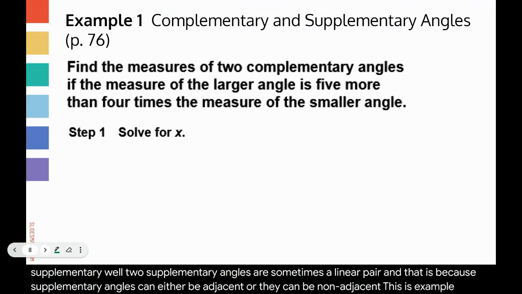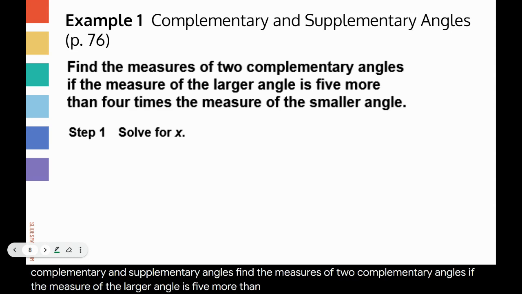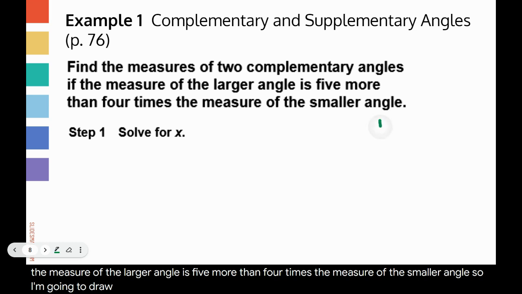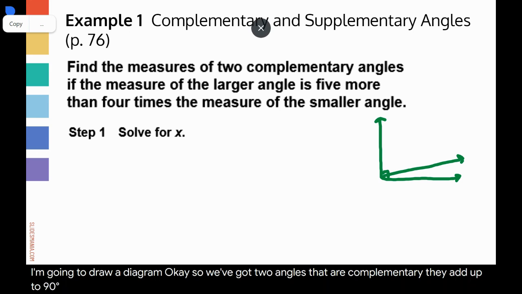Okay, this is example 1, complementary and supplementary angles. Find the measures of 2 complementary angles if the measure of the larger angle is 5 more than 4 times the measure of the smaller angle. So I'm going to draw a diagram. Okay, so we've got 2 angles that are complementary. They add up to 90 degrees. The smaller angle is going to be x. Okay, so the smaller angle is x.